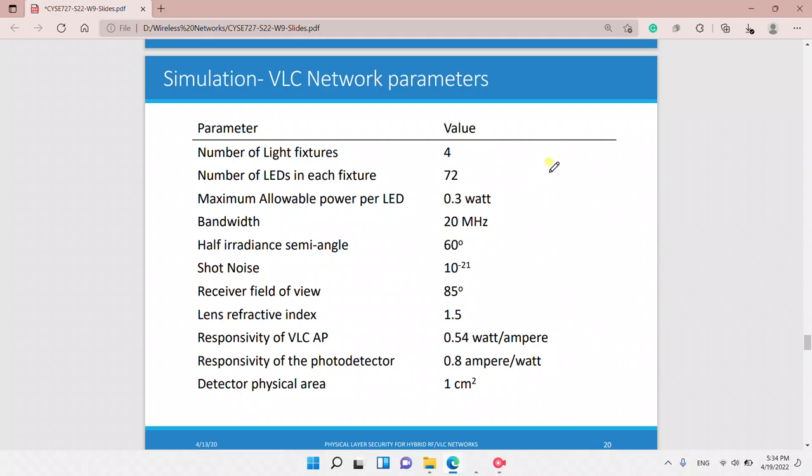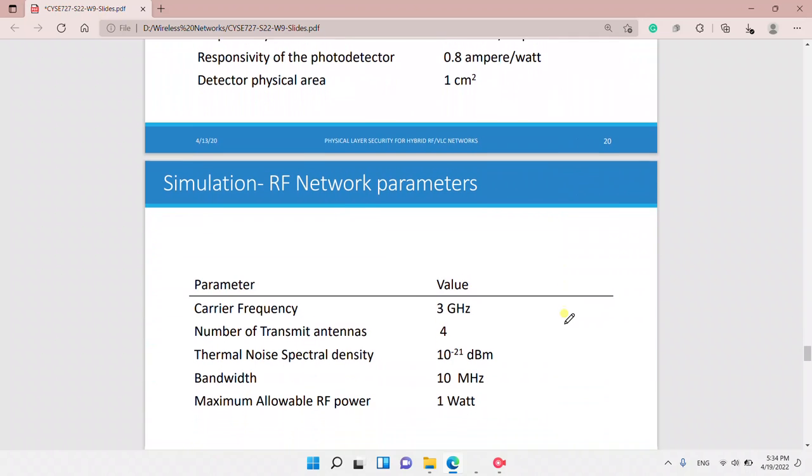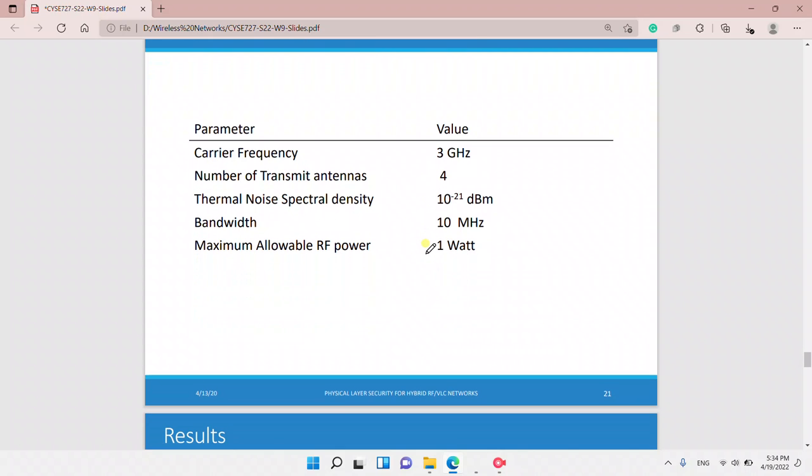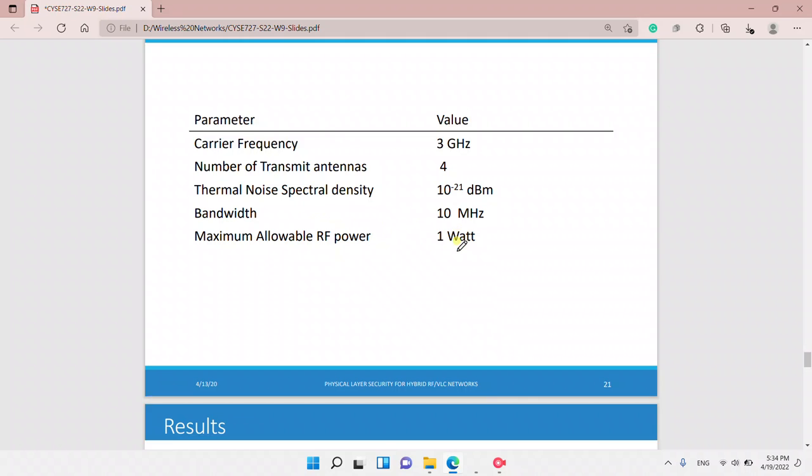So here we specify the parameters, of course. So I guess they tried to choose the parameters according to the literature review, so that they can later compare their model with the literature review. So they used the carrier frequency 3 gigahertz, the bandwidth, the maximum power.